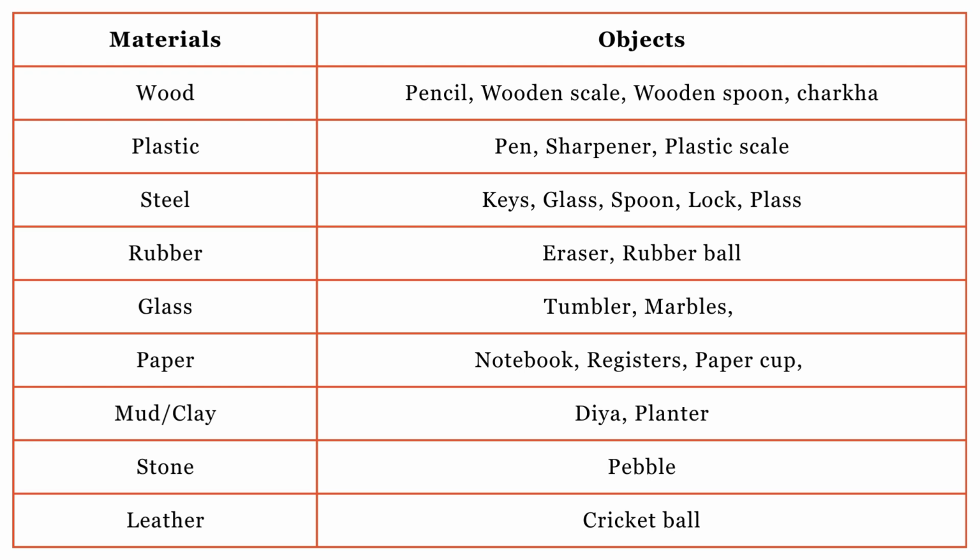Objects like glass tumbler and marbles are made of glass as it is transparent and shiny. Notebook, registers and paper cup are made of paper since it is light, foldable and can be written on. The diya and planter are made of clay because it can be easily molded and hardened on heating. A pebble is made of stone and the cricket ball is made using leather on the outside as leather is tough and gives a good grip. So this way we can clearly see that different objects are made from different materials depending on their use.